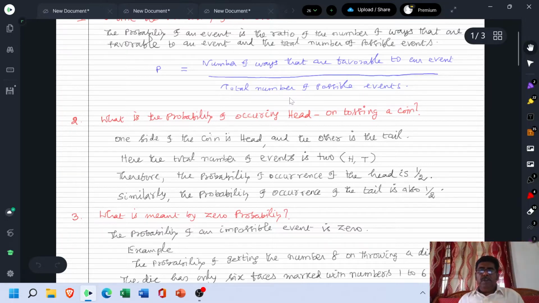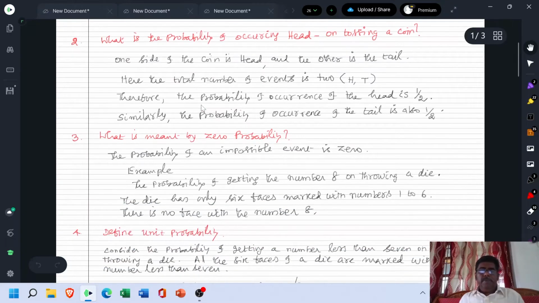In the case of a single coin, the total number of possible events is 2. Then the possible ways for getting a head or a tail is 1. Therefore, the probability P is 1 by 2 for getting a head or getting a tail.